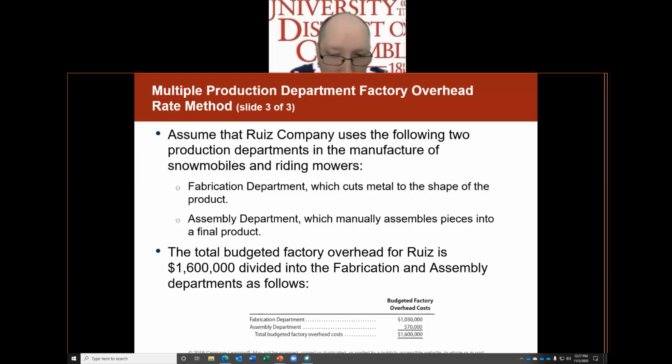Now remember, the company budgeted $1.6 million of factory overhead total for the year. But we're not going to treat that the same way, because again, each department has its own respective budget. In our fabrication department, we're going to allocate $1,030,000. In our assembly department, we're going to allocate $570,000. You add those two together, that's $1.6 million. That's our annual budget, right? So we spread the annual budget across our two departments individually, right?